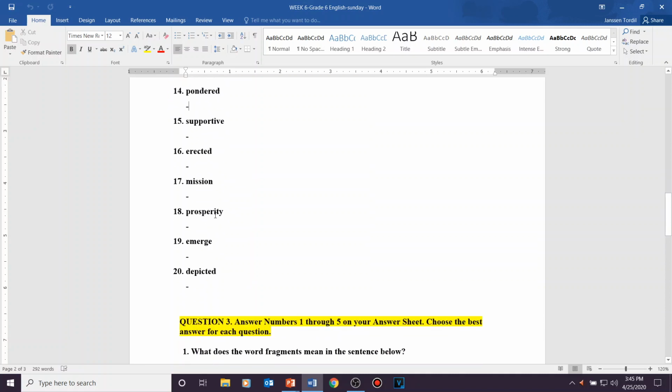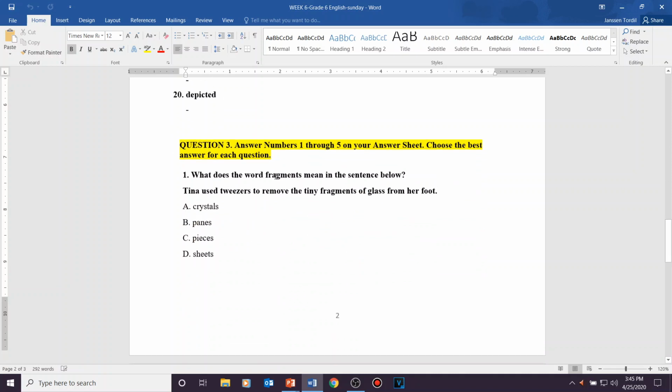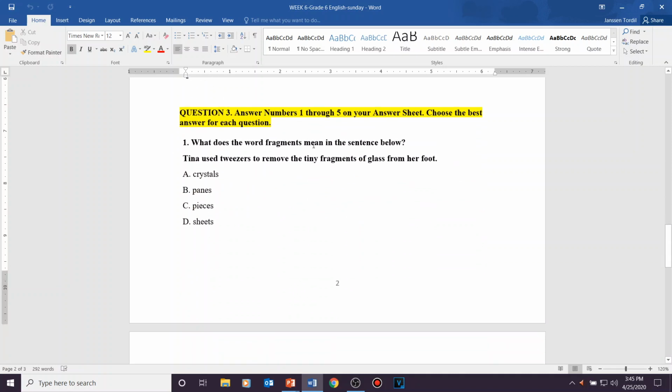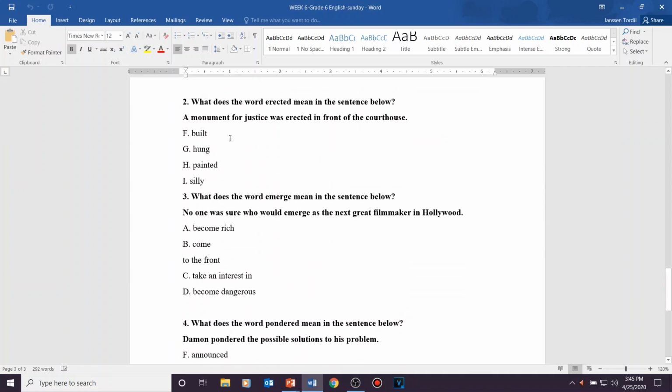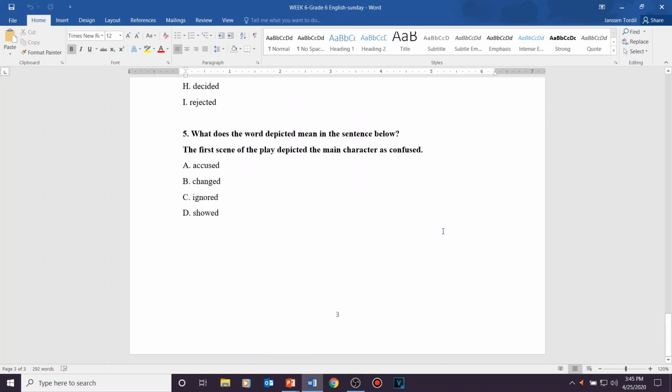So when you're done, I want you to do question number 3, which is quite easy. You're going to answer these questions from 1 through 5. What does the word fragments mean in the sentence below? So you read the sentence and find the meaning of the word fragments there. And that's the same with number 2 to number 5. So you have 3 pages only for today. We're going to discuss this later on our Zoom meeting. I hope you will be ready, and you're required to be ready with this activity later on.